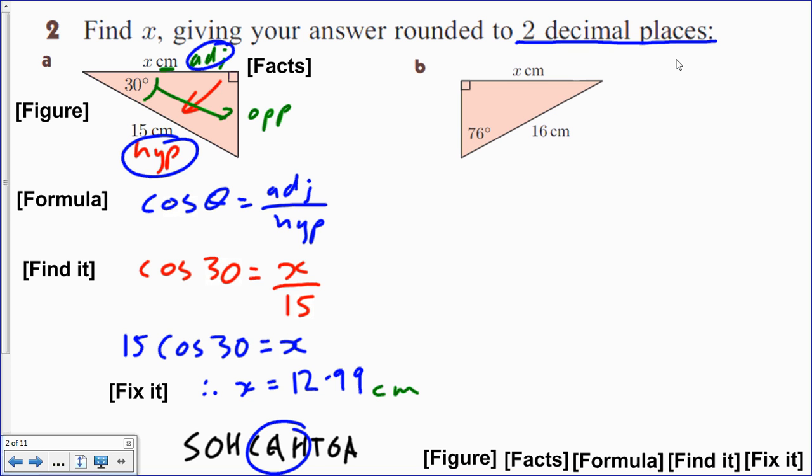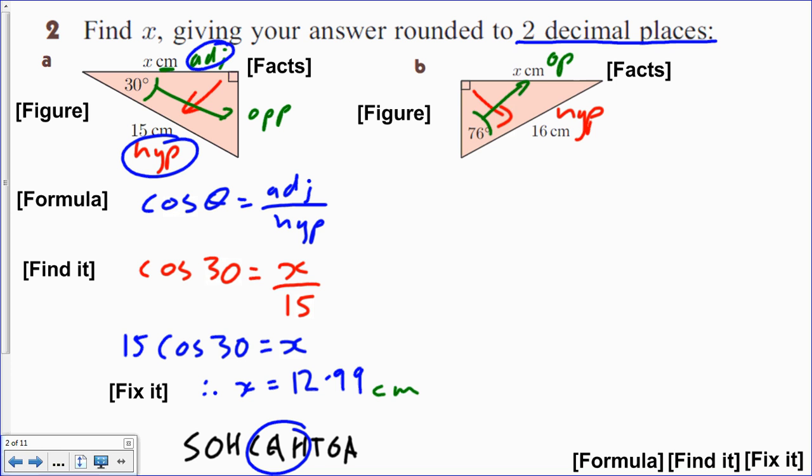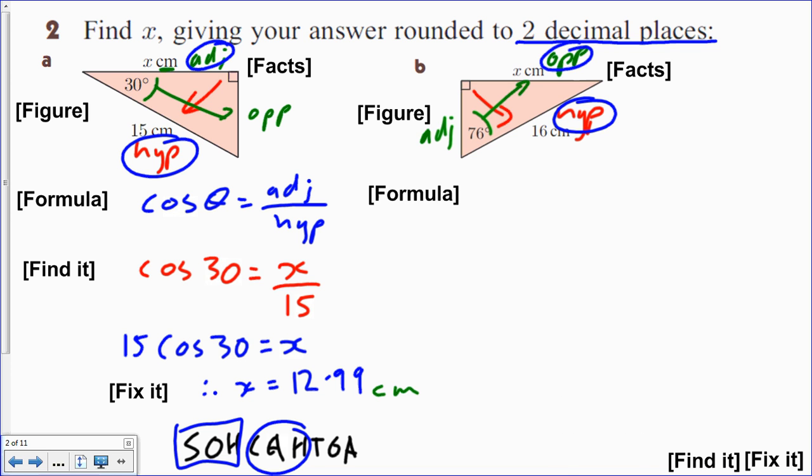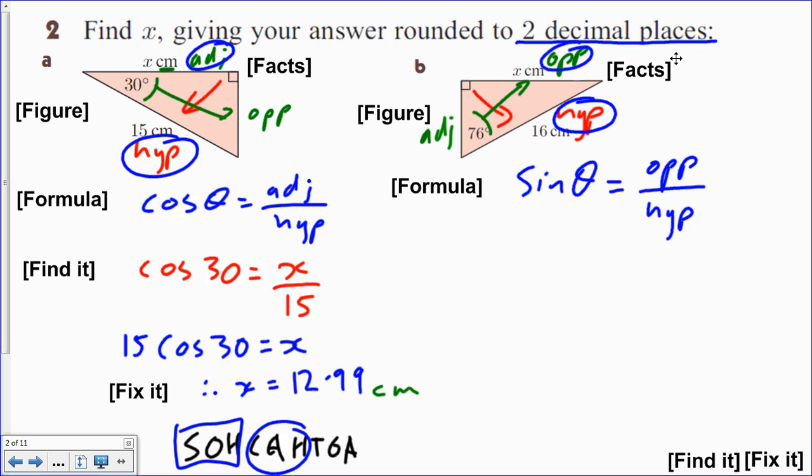So part B, again, we've got our figure. The first thing we need to draw is our figure. On that figure, we need to put our facts. The facts that we need for trigonometry are labelling the sides. So that's the hypotenuse. On the figure, we've already got the information, so we don't have to write that again. That one there is going to be opposite. That one over here is going to be adjacent. Again, we look at it, we need opposite and we need hypotenuse. We use a different colour, but from that, we need sine because that's opposite hypotenuse. So now we can put in our formula: sine theta equals opposite over hypotenuse.